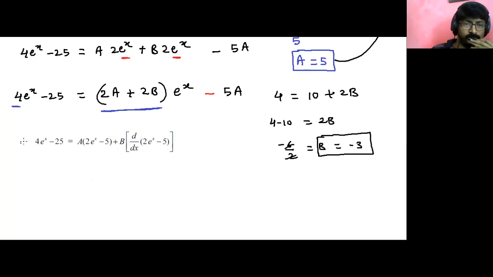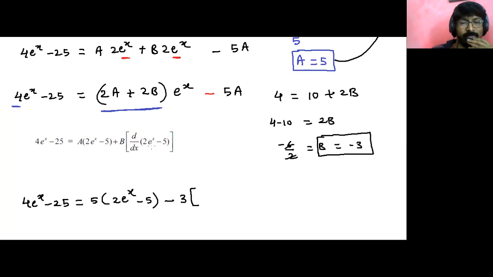So the numerator 4e^x minus 25 can now be rewritten as 5 times the denominator, 2e^x minus 5, plus b into... so instead of writing b, what should be written, students? Negative 3 into the derivative of the denominator. The derivative of the denominator is 2e^x, isn't it? And now, students, you can copy paste. We got the numerator's value as something like this.